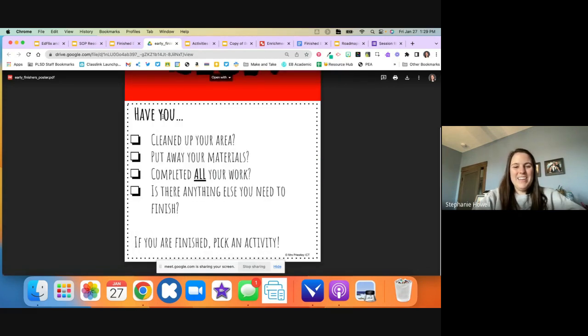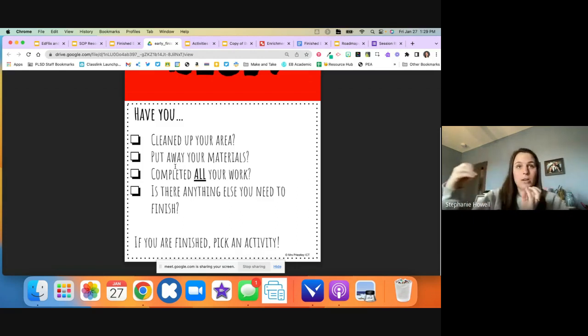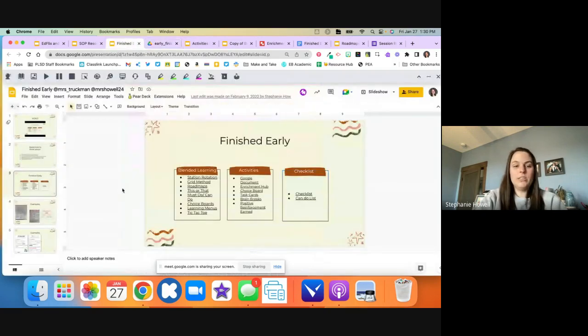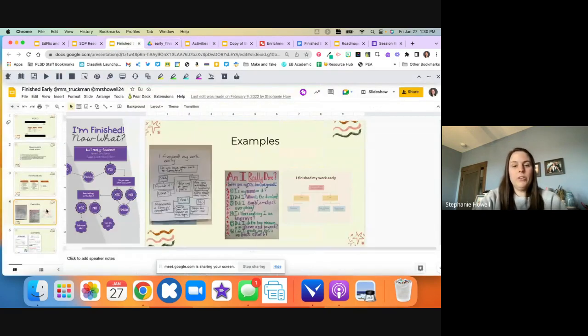But again, you might also have a checklist, because I know sometimes for my early finishers, they weren't really done. So you might even say, have you cleaned up your area? Did you put away your materials? Did you complete all your work? And sometimes with that work, I might have a checklist of what was expected. Like, did you do each of these parts? And then I might just say, is there anything else you need to finish? And then they pick an activity. So again, that could be another way that you make sure that they did everything.